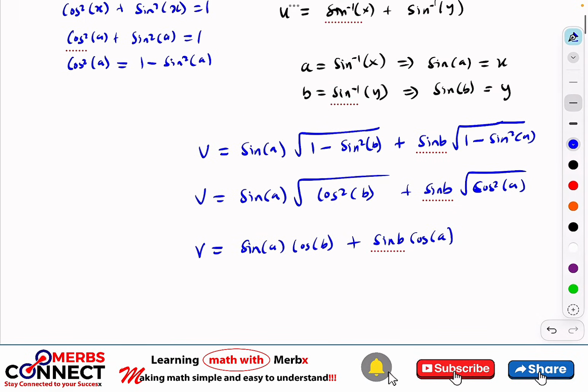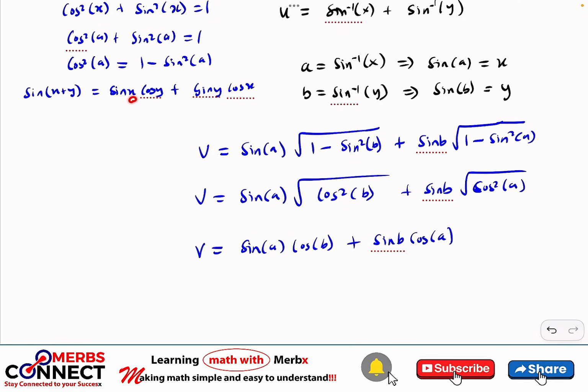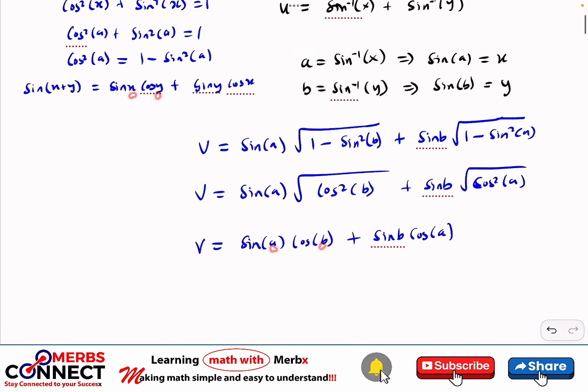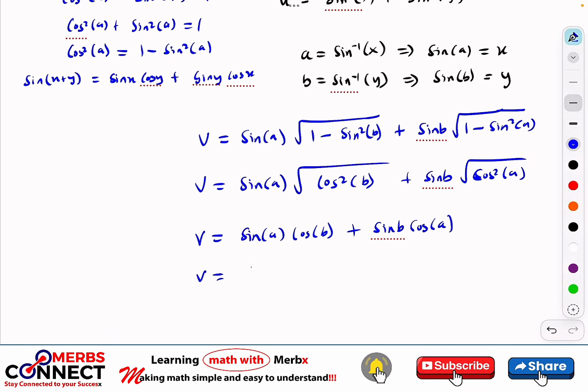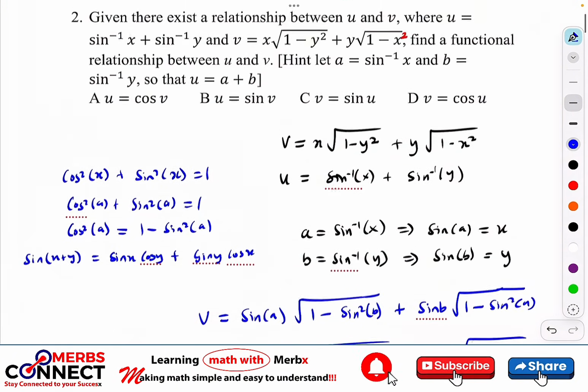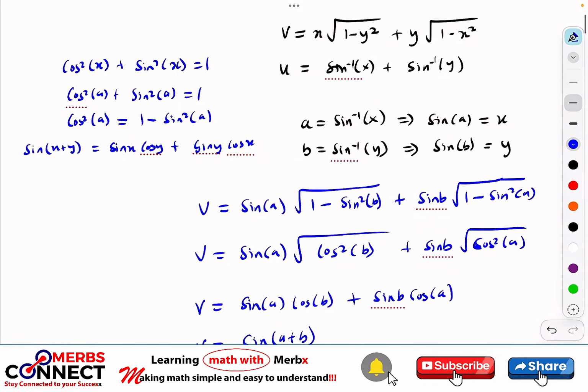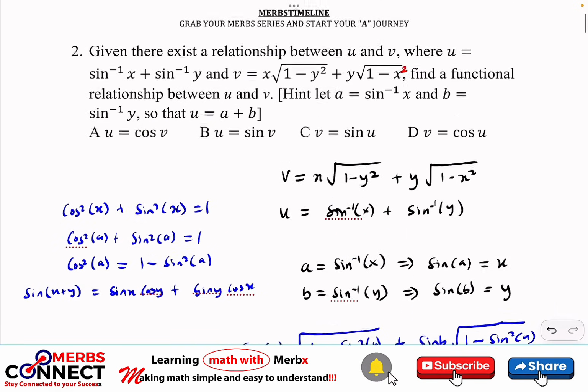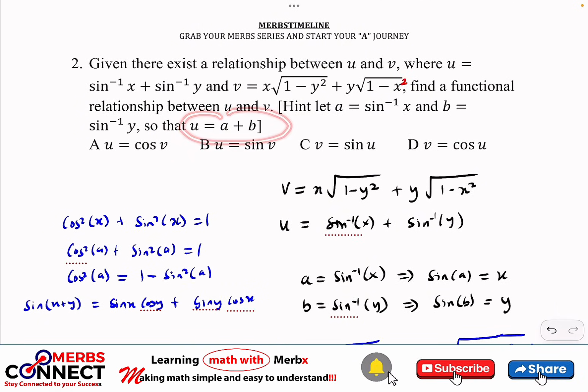Remember that if I have sine of a plus b, or sine of x plus y, this is the same as sine x cos y plus sine y cos x. So when you look at what is here, if my x and my y are a and b, then what is here is the same as v equal to sine of a plus b. So that's what we are going to get. We don't need to find u, because we can see that u is even a plus b, but we can find u.